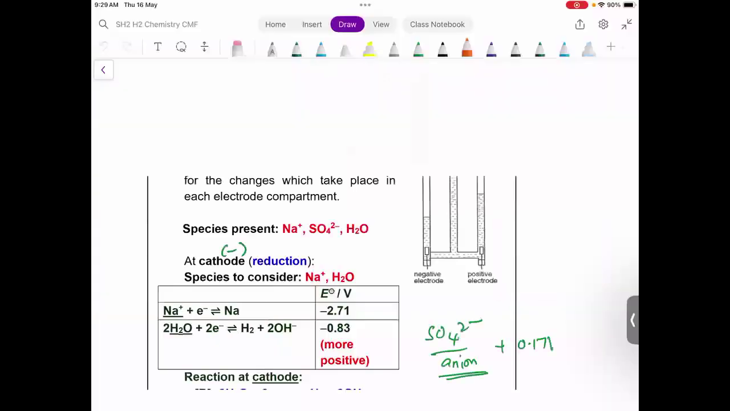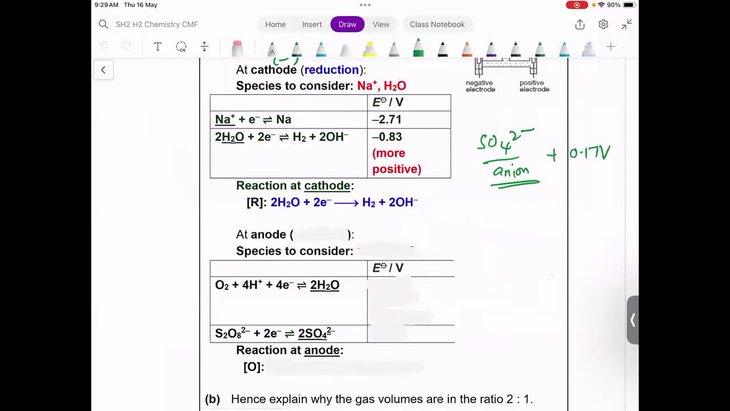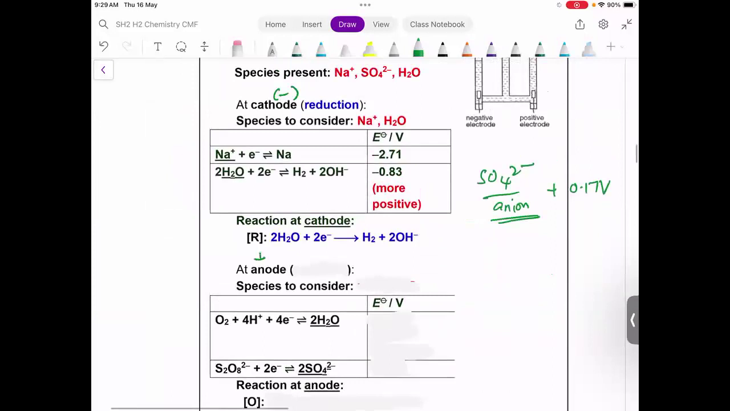Okay, so let's quickly look at the answer now. At the anode, double check, the anode is where there is positive charge. This means that it will attract the anion as well as water. So the species considered at the anode will be the sulfate anion as well as water. In this case, we are talking about oxidation. Therefore, the species must appear on the right side of the equation.